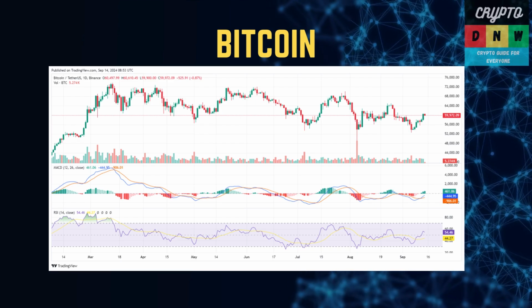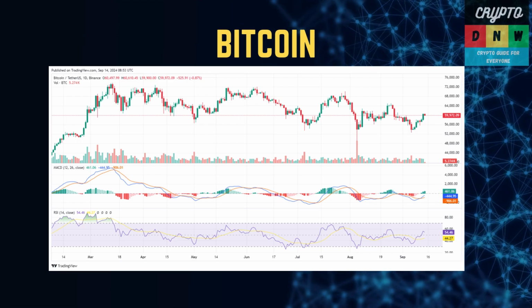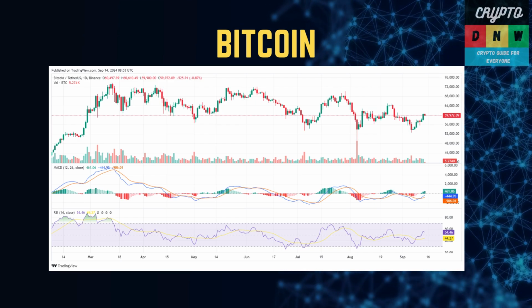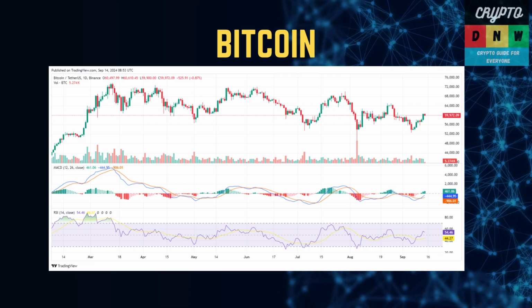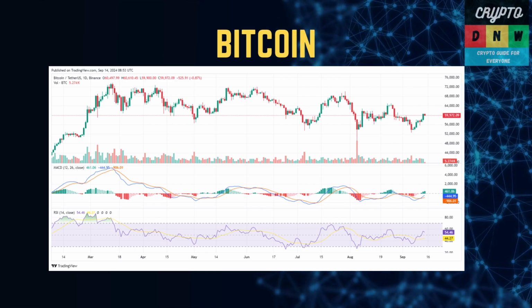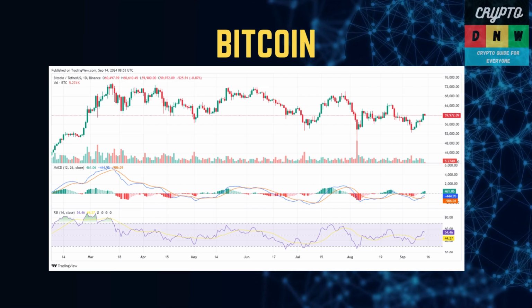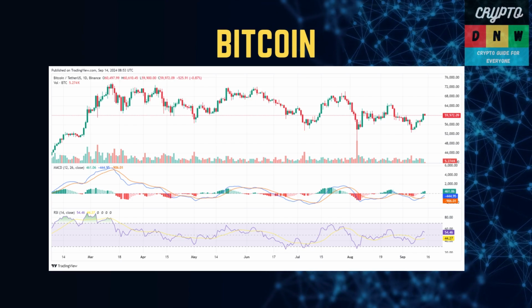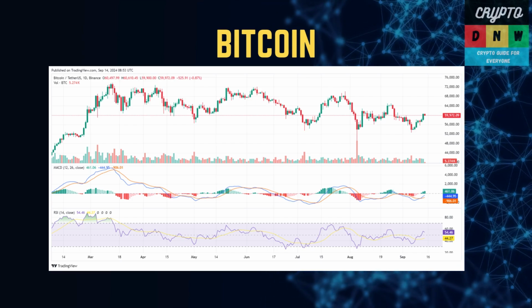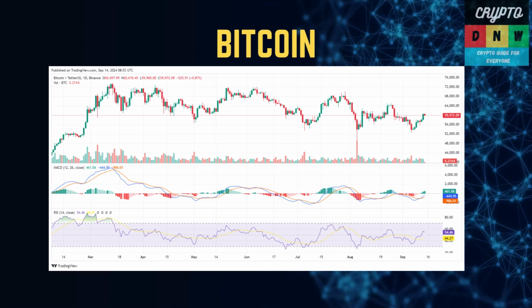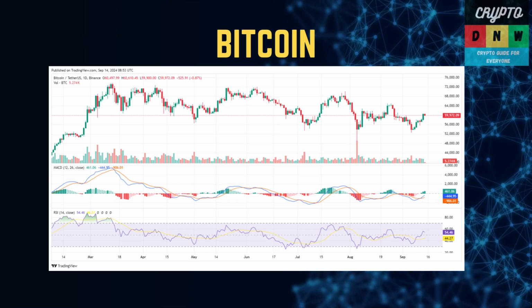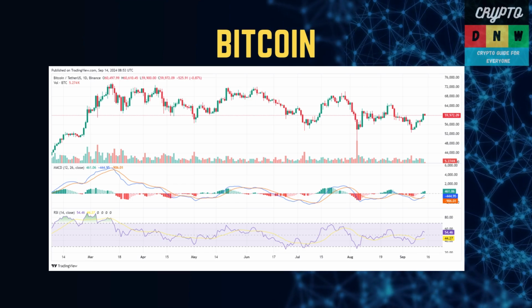Moving on to the RSI, Relative Strength Index, the current reading is 54.46, which is in the neutral zone. This suggests that Bitcoin is neither overbought nor oversold, giving it room to move in either direction. RSI near 70: if Bitcoin continues its upward momentum and the RSI approaches 70, it will indicate that Bitcoin is entering overbought territory, where a correction might be due.